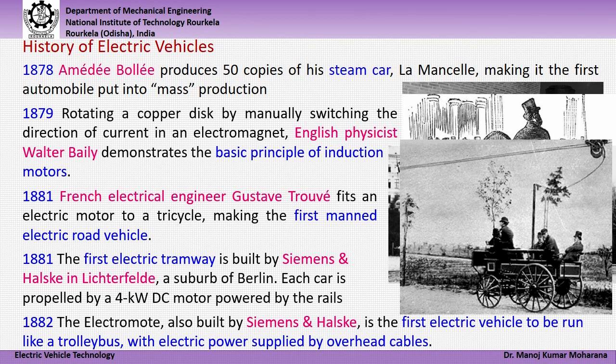Then in the year 1882, the Electromote built by the same company, Siemens and Halske, is considered to be the first electric vehicle to run like a trolley bus by taking electric power from the overhead cables, as you can see here in this photograph.